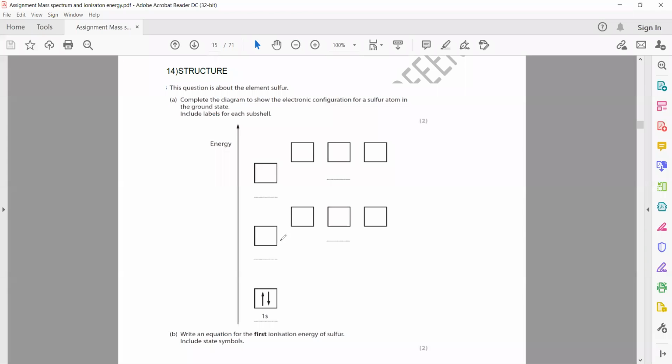So 1s is there. After 1s, it will be 2s, then 2p, then it will be 3s and 3p. And the maximum number of electrons in each orbital is 2 with opposite spin.